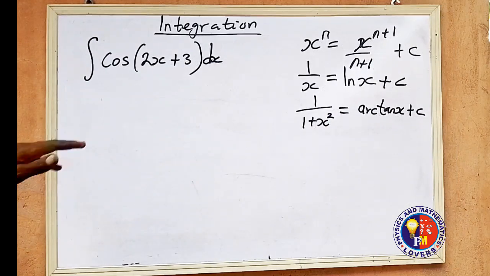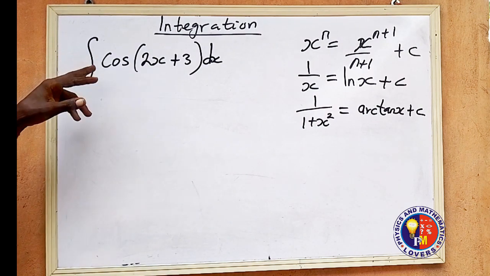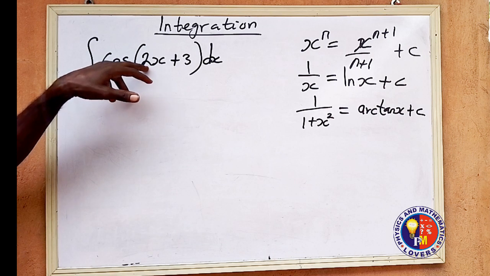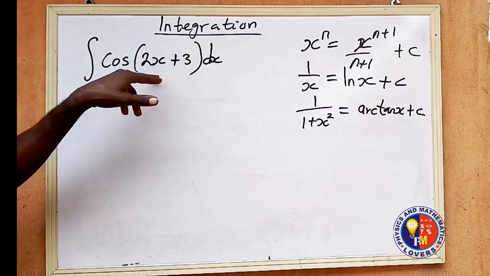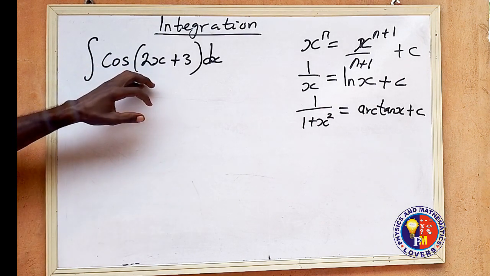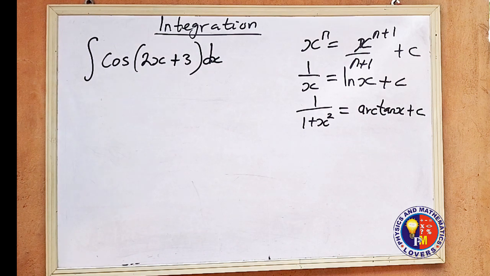So now let us look at this question. We want to integrate cos of 2x plus 3. In integration, there is a standard formula that you can use, which is very simple without stressing yourself. I will give you the formula, and then I will also use the method of substitution to solve it so that you get it.